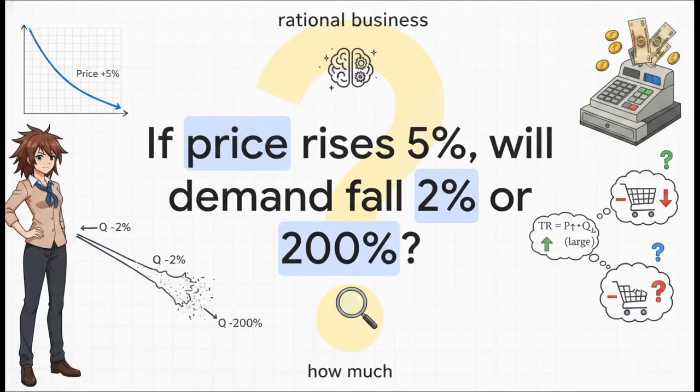So, think about the ultimate dilemma every single business faces. We all know the basic law of demand, right? Price goes up, quantity demanded goes down. But honestly, that's just not enough info for a rational business trying to maximize profits. The real question is, by how much? If a firm bumps its price by 5%, are its sales going to drop by a measly 2%, or are they going to plummet by a massive 200%?